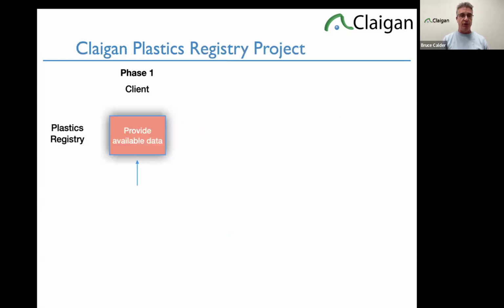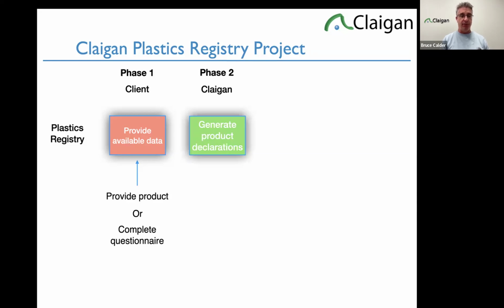Plastics registry. So phase 1, what we do with the client is you provide us what data you do have. You might have stuff on packaging, which means often either providing us the product or completing a questionnaire. Phase 2, we generate the product declaration. So we do things at the representative product level. Here's what one product looks like. We summarize the data you have and generate the data you don't have.